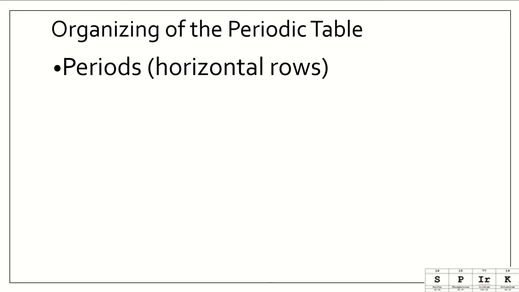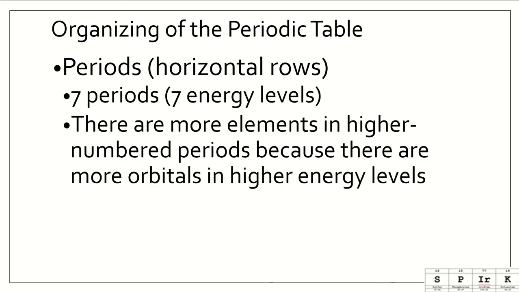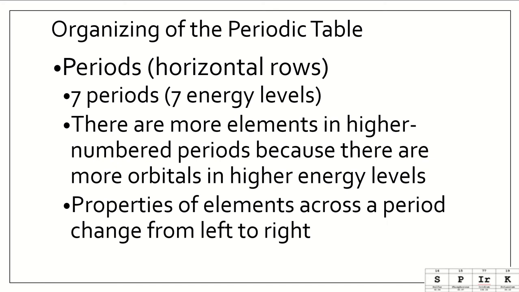Looking at the periodic table, we have what we call periods, which are the horizontal rows. There are 7 periods, which correspond to the 7 energy levels that we've discussed. There are more elements in the higher numbered periods because there are more orbitals in higher energy levels. And we know this to be true when we look at the periodic table and when we've done our electron configurations. The properties of the elements across a period change from left to right. So we'll dive more into that. Elements that are on the left of a period are much different than elements that are on the far right.